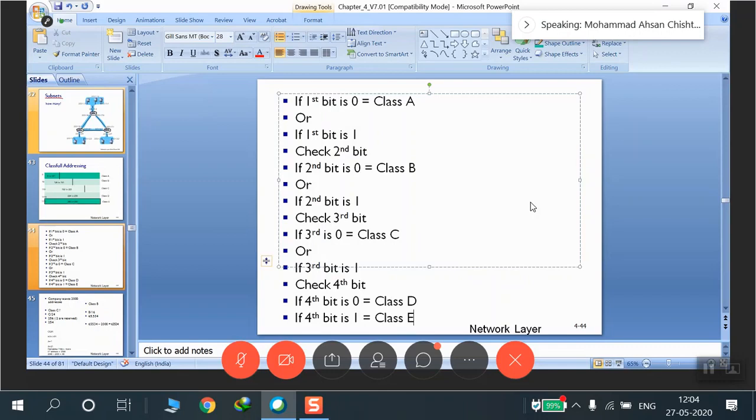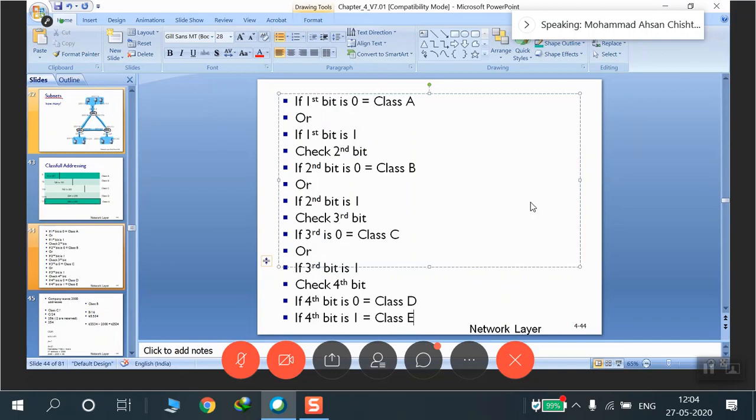So if the first bit is 0, class A; second bit 0, class B; third bit 0, class C; fourth bit 0, class D. And if the first 4 bits are all 1, 1, 1, 1, it means it is class E.